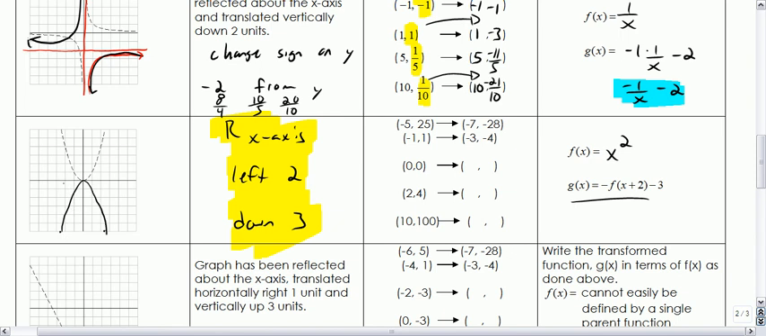Then left 2 would look something like, I'm just moving points like this. And then down 3. Moving this one down 3 right here. You'd have something like this. So that graph in red, that's what we're looking for.